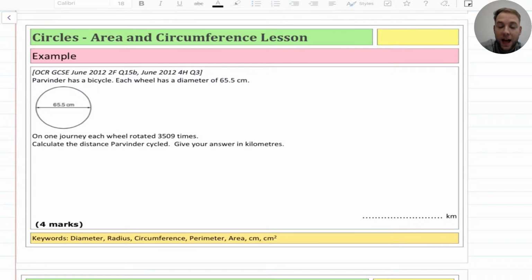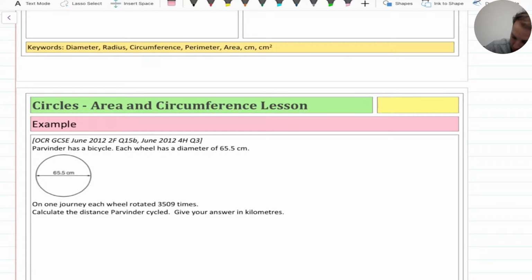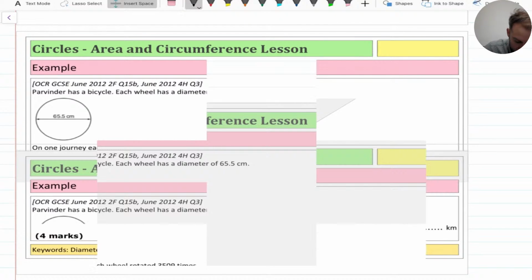Today we are looking at circles, area, and circumference. This is the second part of this lesson. So we're just going to go back first of all, and we're going to have a look at the two formulas which we learnt yesterday for this.